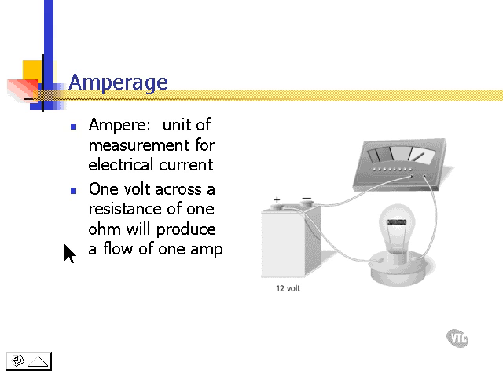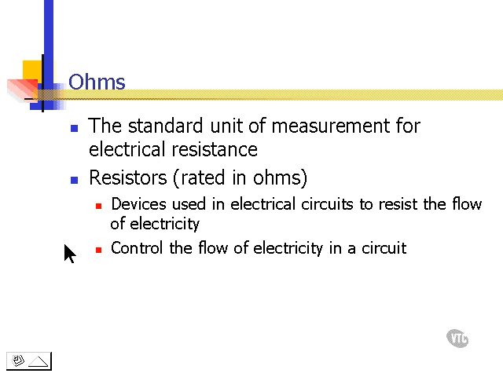When current flows through a substance, though, there's some resistance. We measure resistance in ohms. So an ohm is the standard unit of measurement for electrical resistance, and resistors are rated in ohms. Resistors are devices in electrical circuits that resist the flow of electricity, and we can control the flow of electricity in a circuit using resistors.